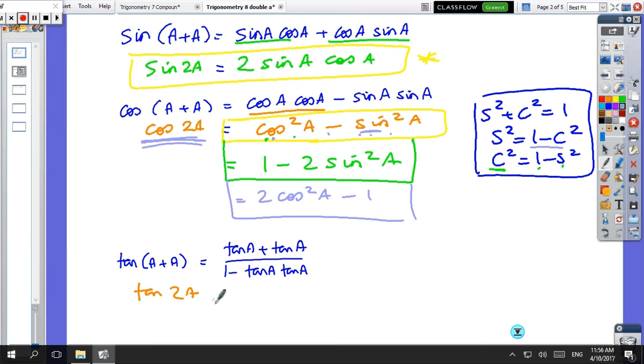Whereas the last one, tan 2A, is just going to be 2 tan A over 1 minus tan squared A, and there's only one for that one. Okay, so cos is the more flexible one. Okay, copy those and come across.